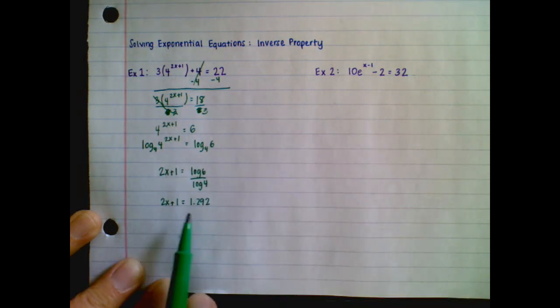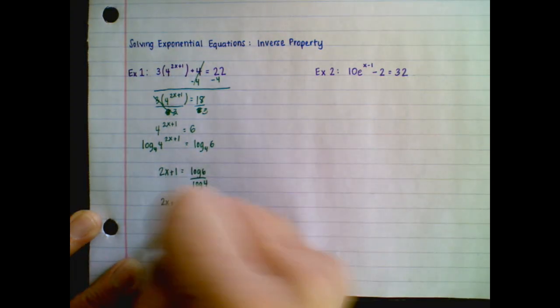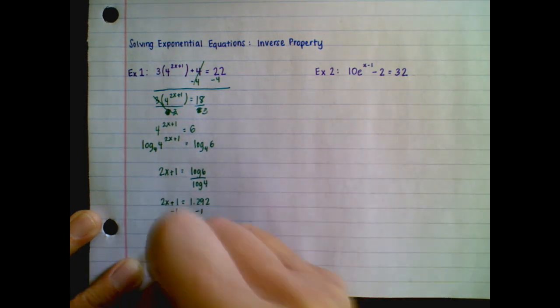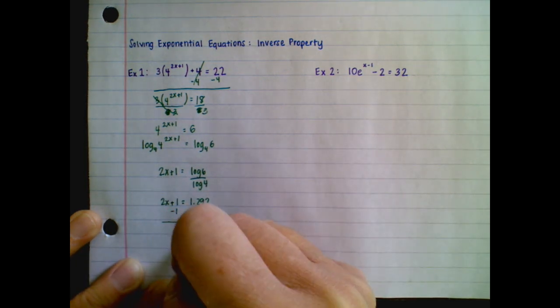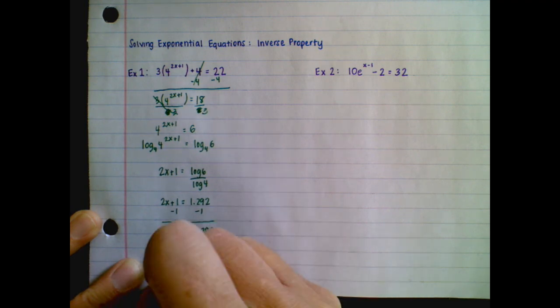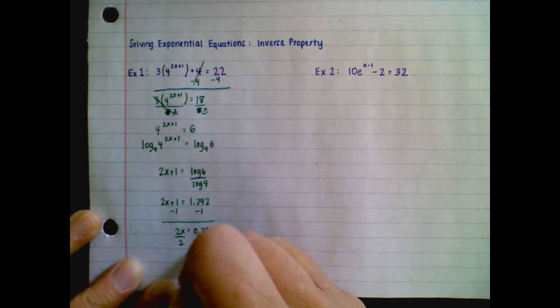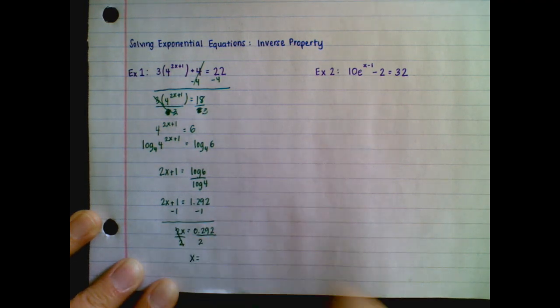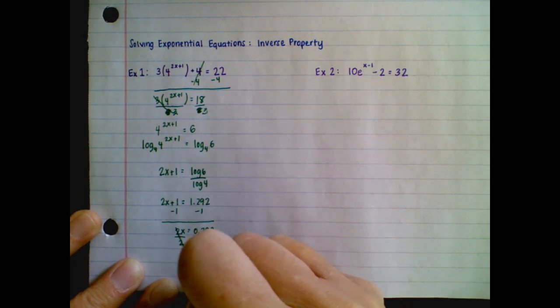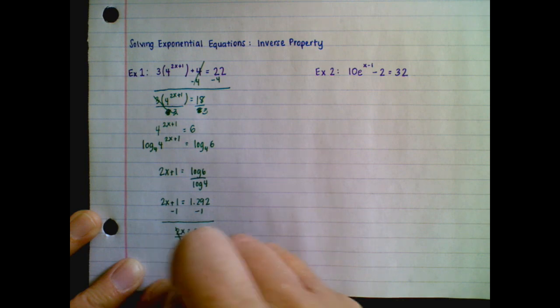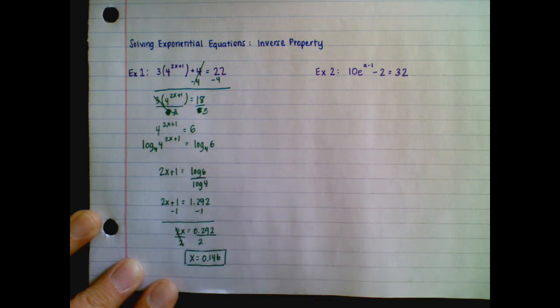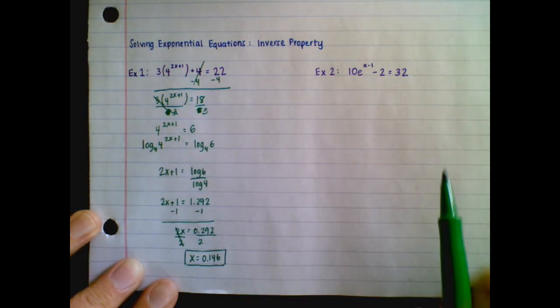Then I can solve for x. Subtract out 1. That will give me 2x equal to 0.292, and then divide each side by 2 to get the x by itself. So our x value is going to be approximately 0.146. And again, I can go back and check to see if this seems reasonable in my original equation.